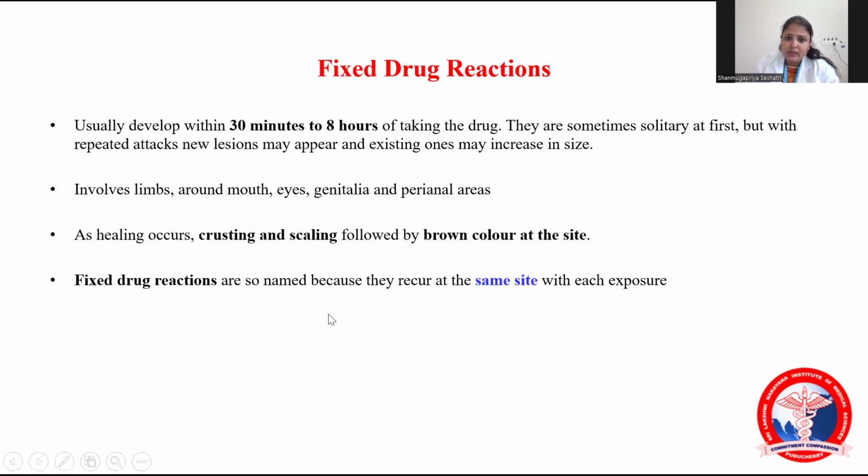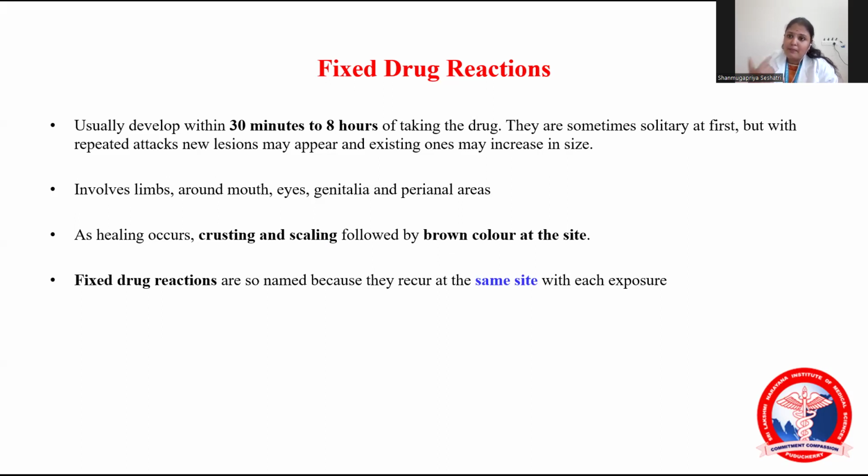The fixed drug reaction can also occur at the same site, and that is why we call it a fixed drug eruption. For example, previously the patient might have taken sulfamethoxazole or sulfadiazine. The patient might have developed a reaction some 1 month back. After that, if the patient again consumes the same sulfonamide, the patient will develop the same reaction at the same site.